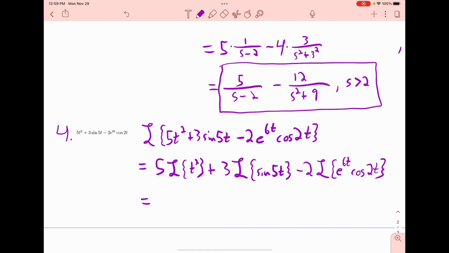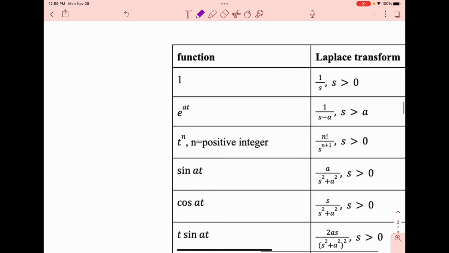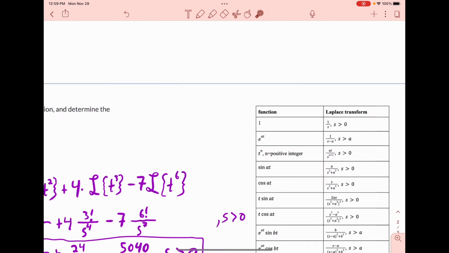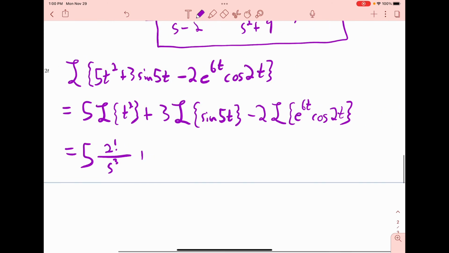Now, some of these we know already. I'm going to keep the 5. The Laplace transform of t squared, we'll just re-verify by looking at our table. This is t to the power n, and it's n factorial over s to the n plus 1. So this one is 2 factorial over s cubed. And we have a condition there, which is that s had better be bigger than 0. That came from that t to a power formula as well.